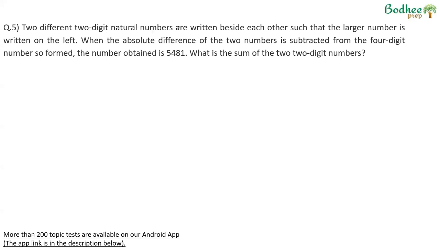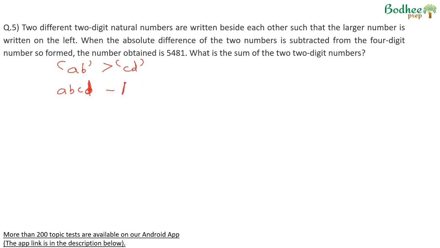Two different two-digit natural numbers are written beside each other such that the larger number is written on the left. Suppose the two numbers are AB and CD, where AB is greater than CD. We get a four-digit number ABCD, and from this we are subtracting the absolute difference of the two numbers.